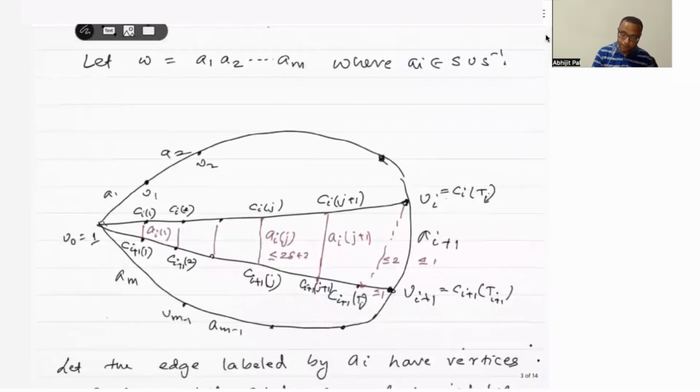Okay. Because this W is equal to 1, it represents a loop. This is my loop, which represents W. So W starts from 1, and this is an edge in the Cayley graph. The first vertex is V1, and there is an edge between 1 and V1, which is labeled by A1. The next vertex in this loop is V2, and there is an edge between V1 and V2, which is labeled by A2. And you can proceed similarly.